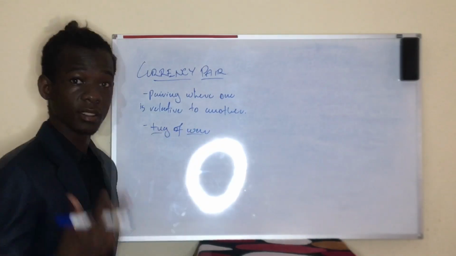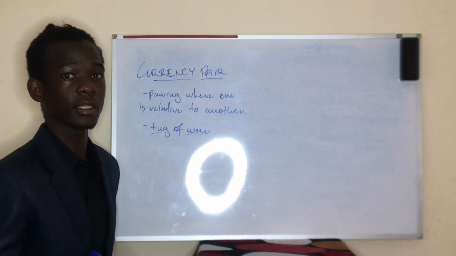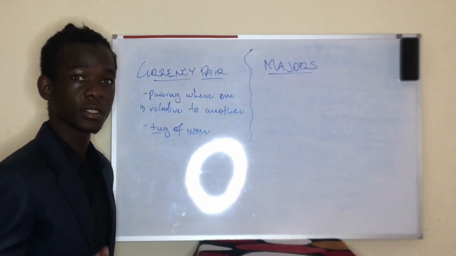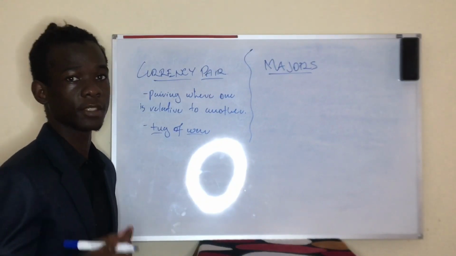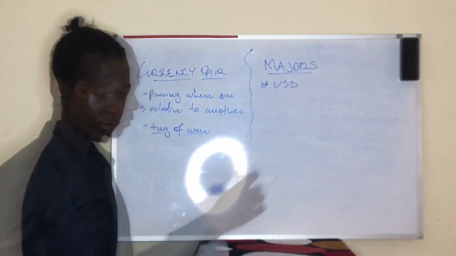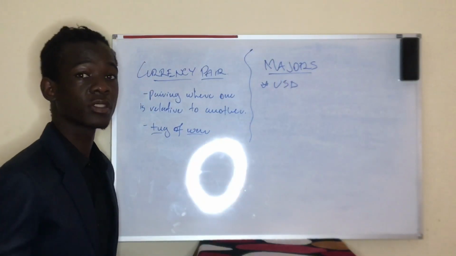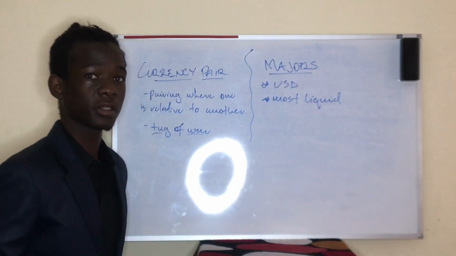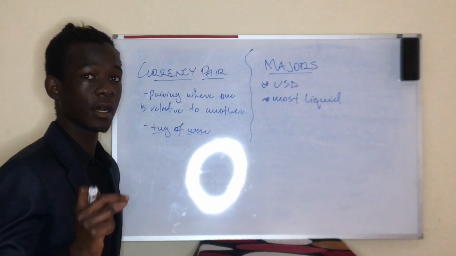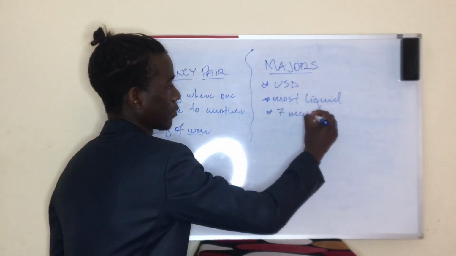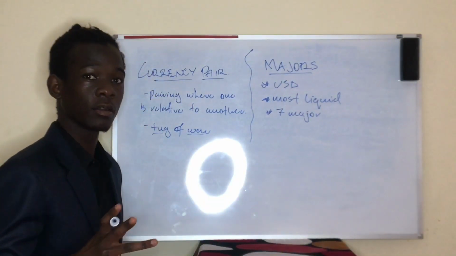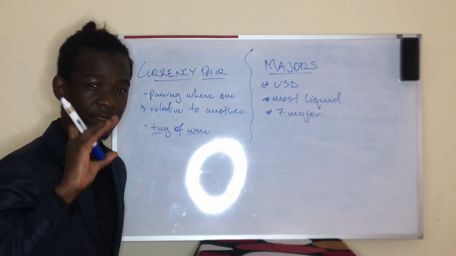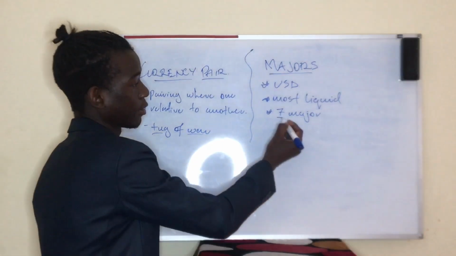Alright? The second thing that you should take away from today is what majors are, right? And the first thing we said about majors is that they always involve the USD. The second thing we said is that they're the most frequently traded. And the last thing we said about them is that there are 7 major pairs. Now, don't get it confused for currencies, okay? Because there's 8 major currencies, but there's only 7 major pairs.